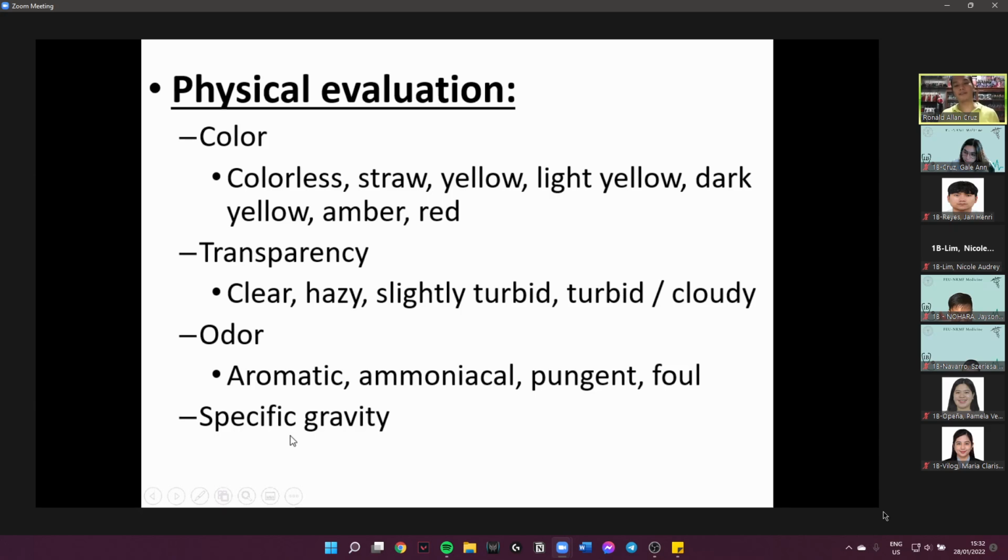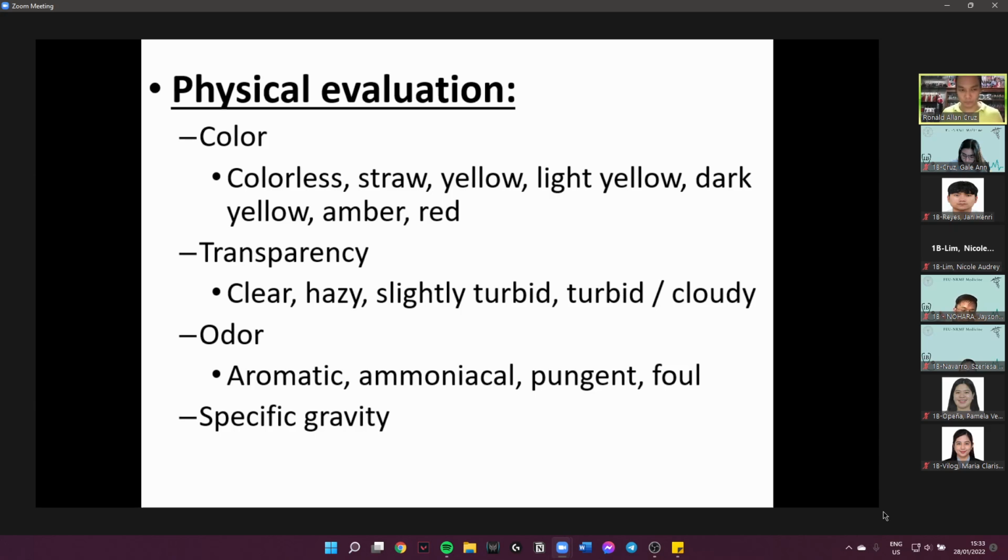Now, lastly, you have specific gravity. So your specific gravity will tell you the relative amount of solutes present in your urine sample. Now, specific gravity is actually a ratio of your specimen to distilled water. So if your specific gravity is 1, then your specimen is distilled water. Now, the more solutes present in your specimen, the specific gravity increases.